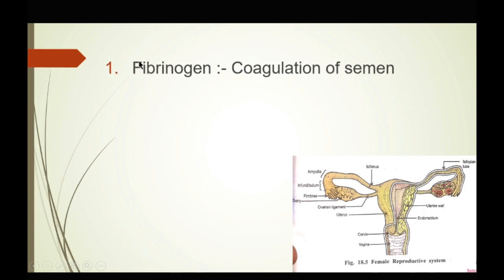Now we'll see what the function of each of these three components is. About fibrinogen, what it actually does is help in the coagulation of the semen. So what is the coagulation of the semen?